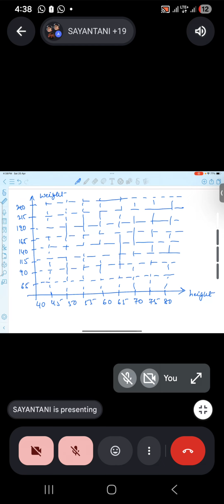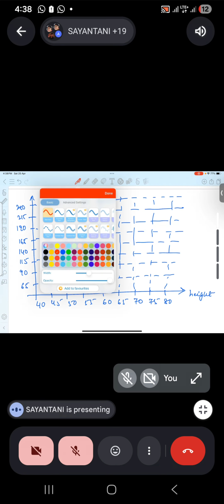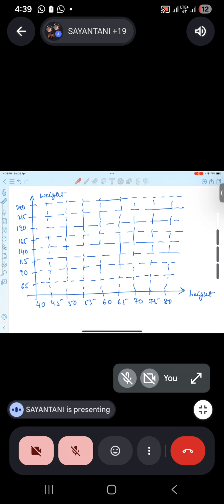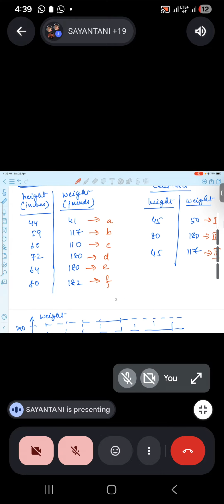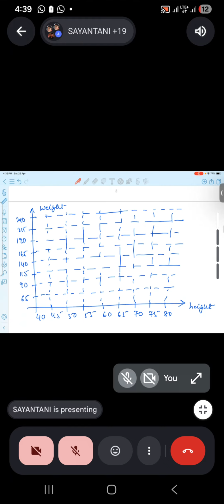Okay. Now, what we're going to do is first plot our coordinates, that is A, B, C, D, all these coordinates, in this graph. So approximately, let's start doing it. A is 44, 41.